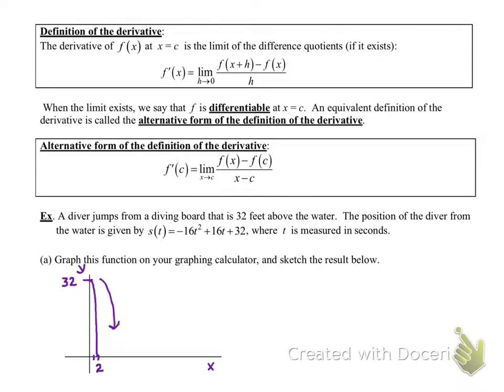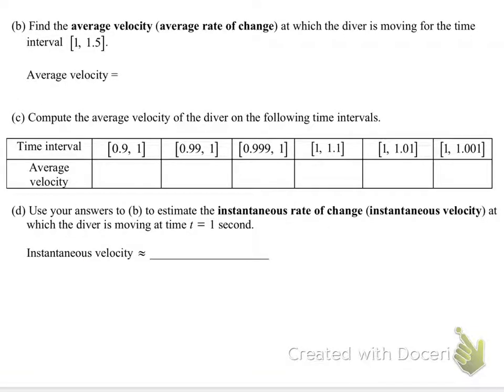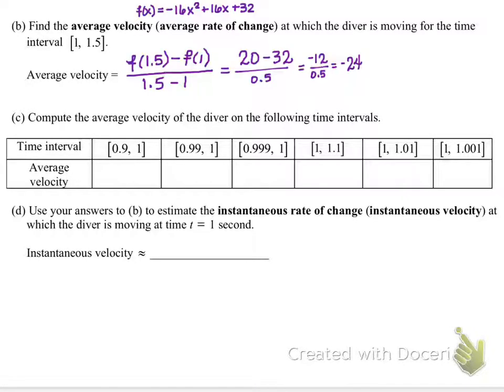In some problems, we might want to know what happens to the diver after he goes underwater, but in this problem, I already know what the next page says, and we're not interested in what happens when the diver goes underwater. So here we go. We're going to find the average velocity, or the average rate of change at which the diver is moving for the time interval 1 to 1.5. So when we plug in our numbers and do our math, we see that we have an average velocity of negative 4. Make sure you actually do that math to make sure that my numbers are correct.